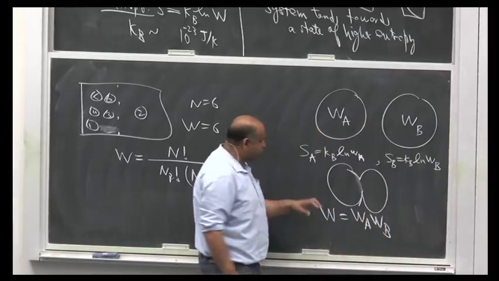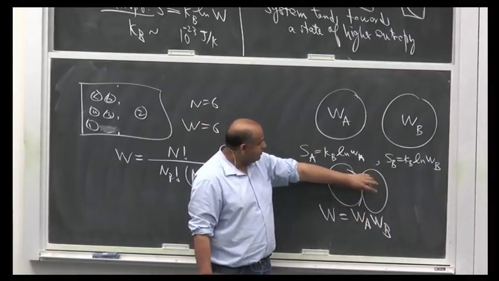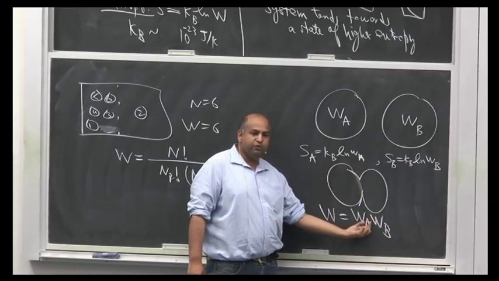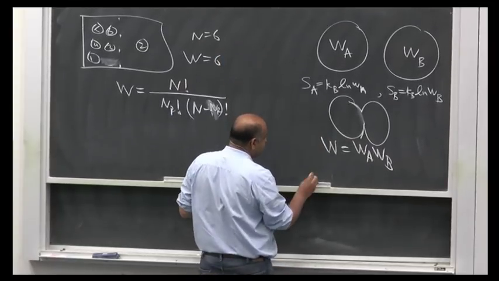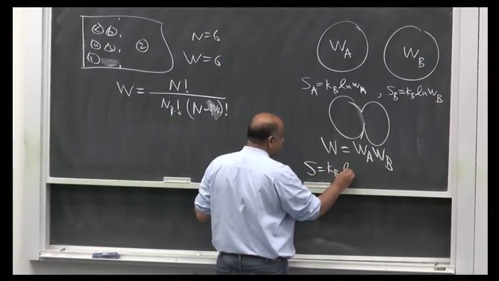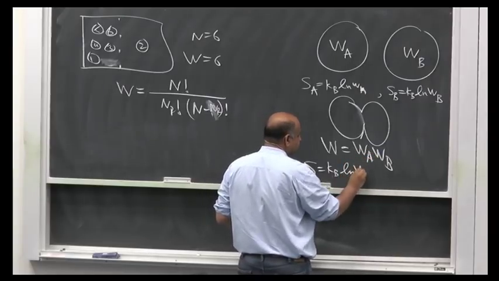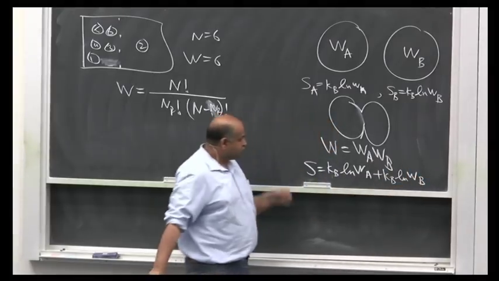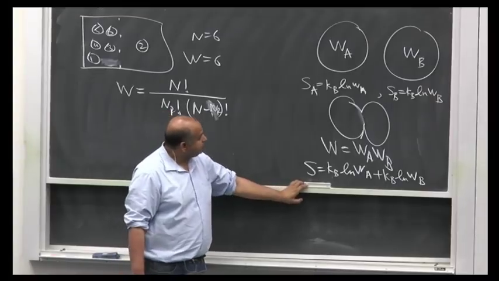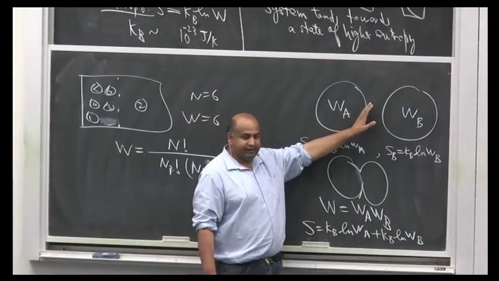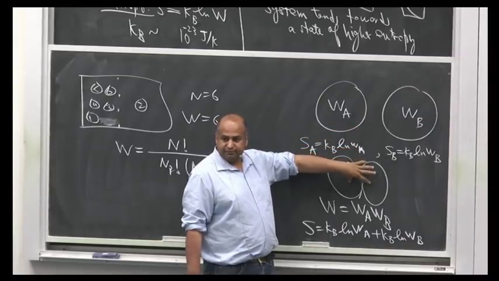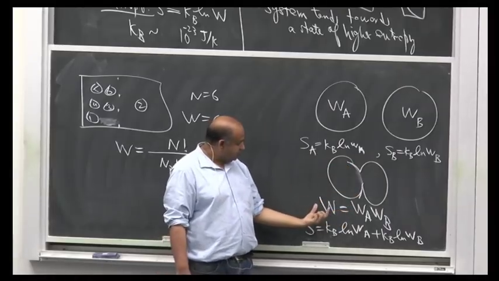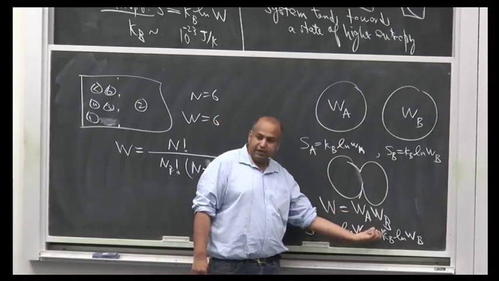WA into WB. Why? Because for one state of this one, there are WB states of this thing. For another state of this one, there are again WB. So there are a total of WA into WB states. And what's the entropy of the combined system? This is KB log of this, which becomes the sum: log WA plus log WB. Because when both systems can interact with each other, we have a combined system. So I'm finding the entropy of the combined system. We can see from here that the entropy of a combined system is just the sum of the entropies of the two systems.